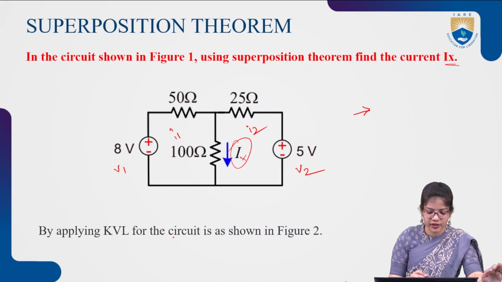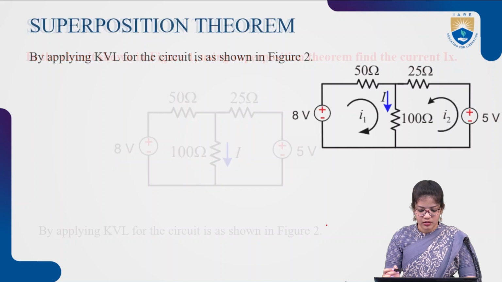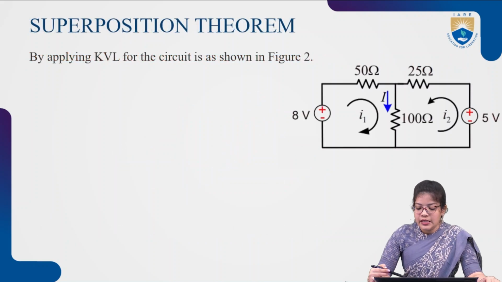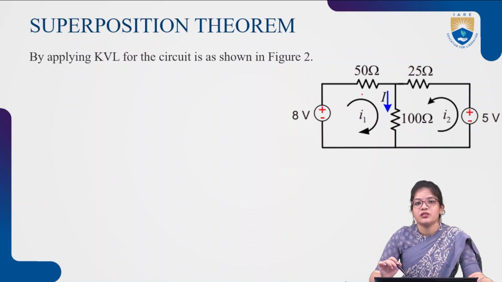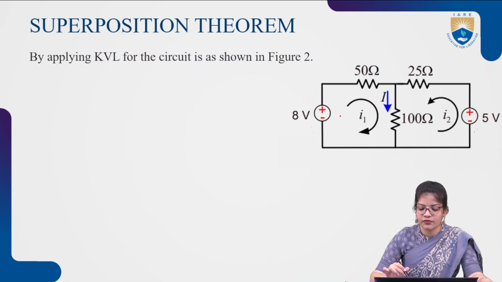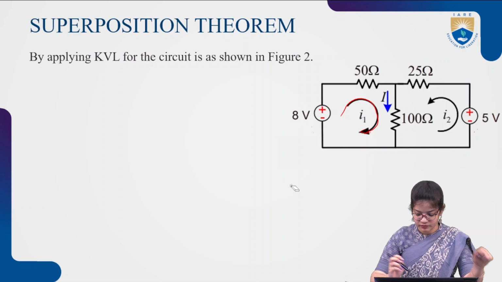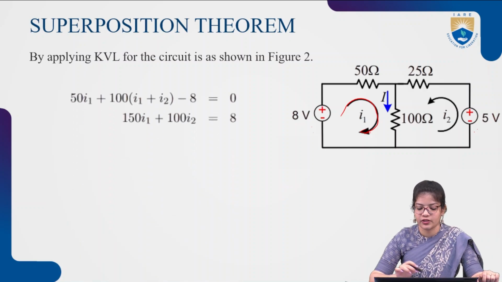By applying KVL to the circuit as shown in the figure, there are two meshes. In the first step, we consider both the sources, so I am keeping both sources in the on position. Here we will get the values of I1 and I2. Using mesh analysis, we write the equations for each mesh. If the current is flowing in the clockwise direction, the source will become negative. The equation for the first mesh is written this way.